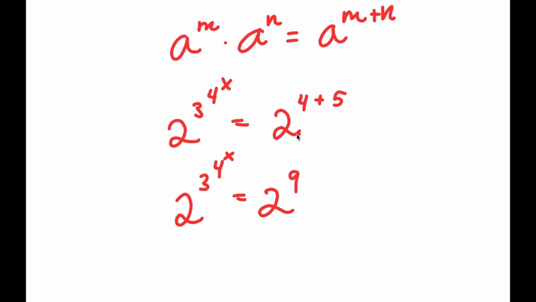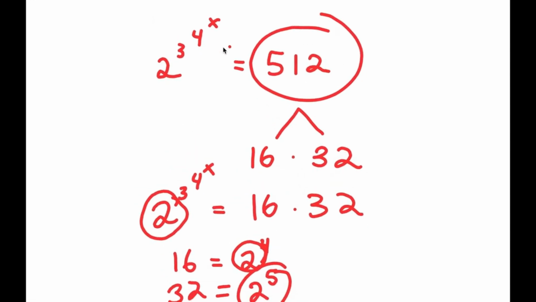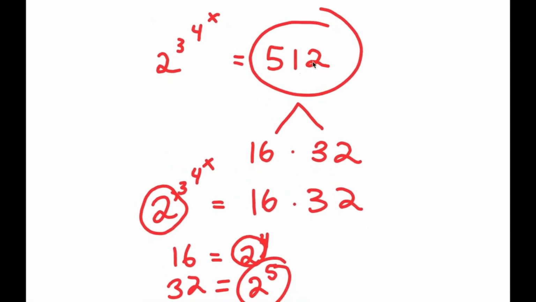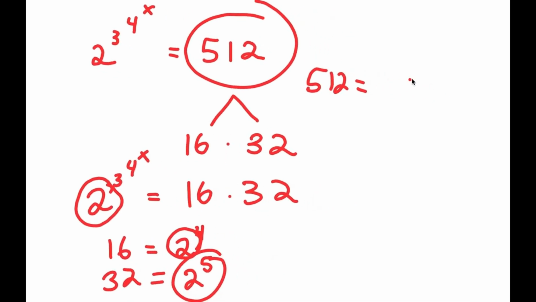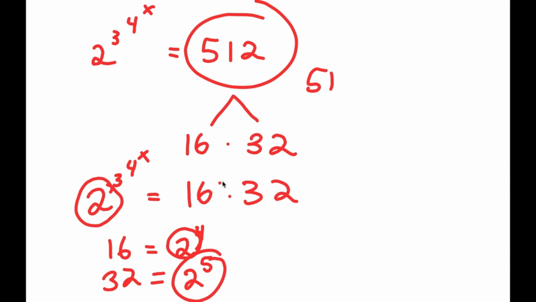And also, instead of doing all that, remember over here how we had at the start 2 to the power of 3 to the power of 4 to the power of x equals 512. 512 is equal to, well, we know that 2 to the power of 5 is 32, so 512 is 2 to the power of 5 times 2 to the power of 4, which is 2 to the power of 9. So we could have just said at the start that 512 is equal to 2 to the power of 9, but some people don't know that 2 to the power of 9 is equal to 512, so that's why we had to do all of that.